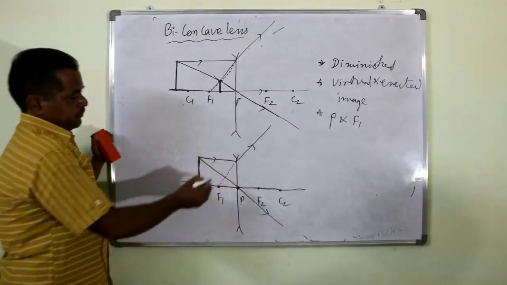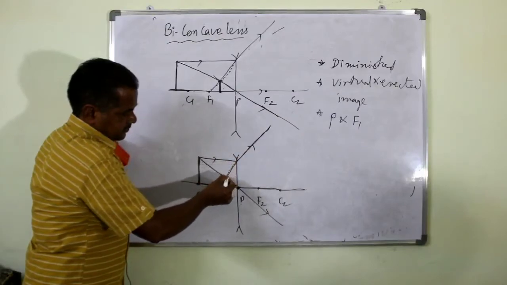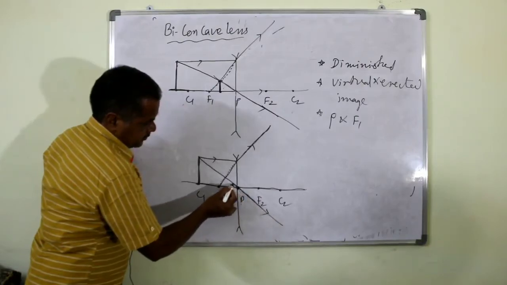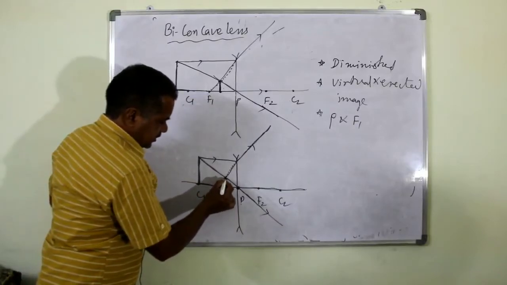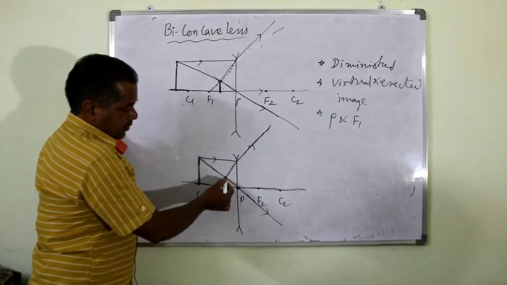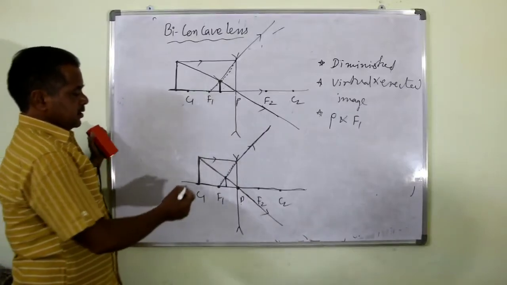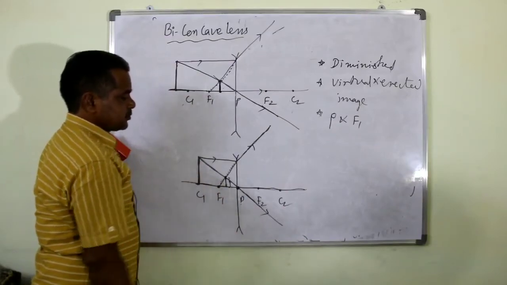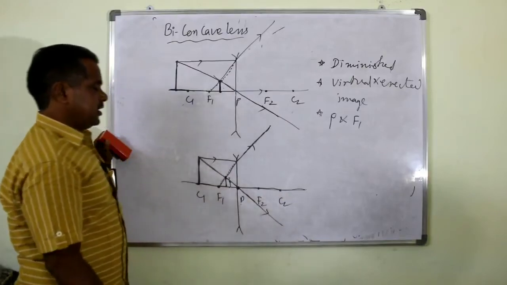If you extend these refracted rays in the backward direction, those two refracted rays intersect at this point. Draw one normal from this point of intersection to the principal axis, then we get the image. Here also this image is erect. The size of the image is less than the size of the object. This image is also formed between F1 and optic center.